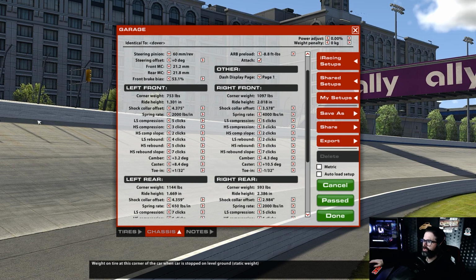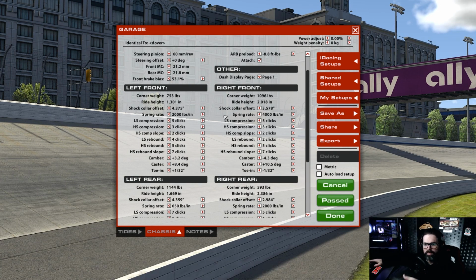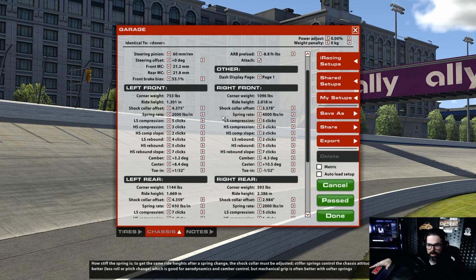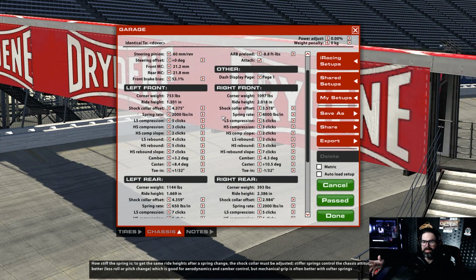So let's head over to the garage and actually take a look at what we've got going on with these shocks. Alright, so we've got the garage up, and I'm using the NextGen Cup Car because it has all 6 adjustments. If you can understand all 6 adjustments, then it makes it very easy to understand the 5-way and 4-way adjustable when you get to the Xfinity and the truck.